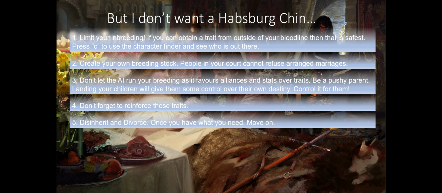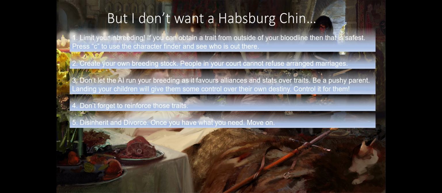Next up is disinherit and divorce. Once you have what you need, move on. There's no reason why, if you are literally hunting for traits at this point and trying to build an amazing dynasty, you can't disinherit people who get bad traits. If you end up doing inbreeding and you end up with inbred children, well, just disinherit those suckers. If they're no good and they've got terrible stats and they're club-footed and hunchbacked, and don't have the amazing fecund and strong trait that you're trying to breed in, then just get rid of them.